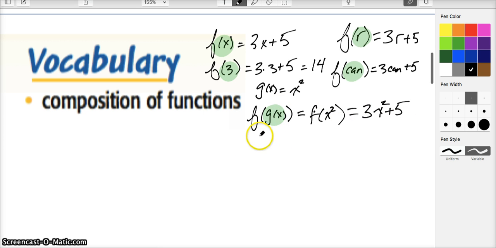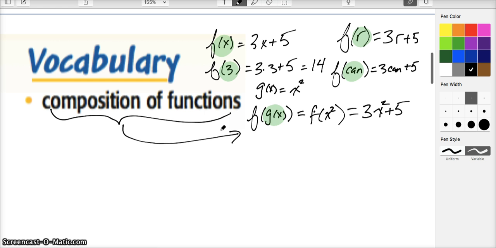This is what we call a composite function, where you take two or more functions and you morph them into each other, not by adding, subtracting, multiplying or dividing, which we're going to talk about today, but where you literally tuck one into the other.